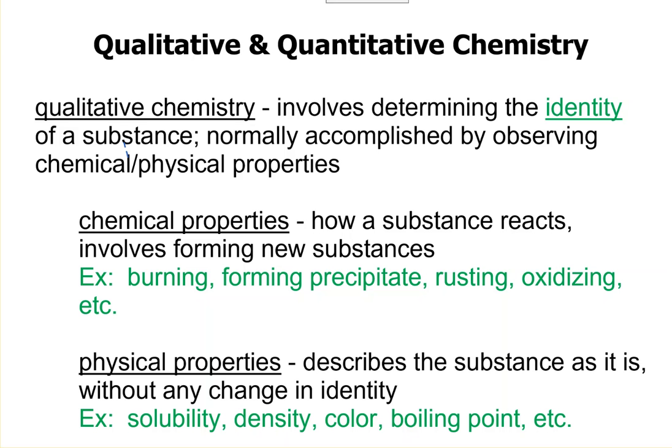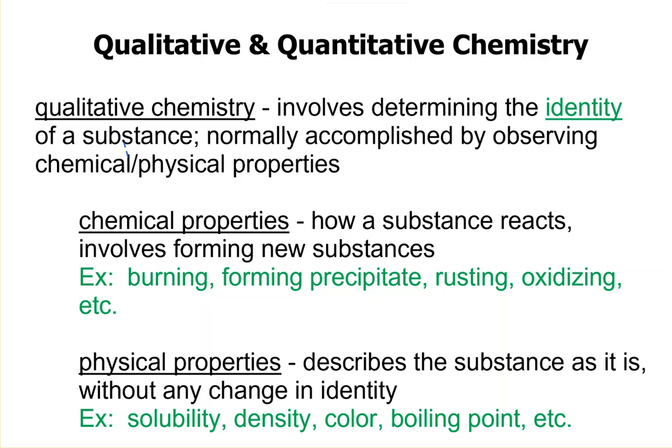In this experiment, we're going to be looking at qualitative and quantitative chemistry. In qualitative chemistry, we're looking to identify a substance. You'll be given an unknown, and you do that by observing chemical and physical properties. For example, in chemical properties, we're going to look a lot at forming a precipitate.